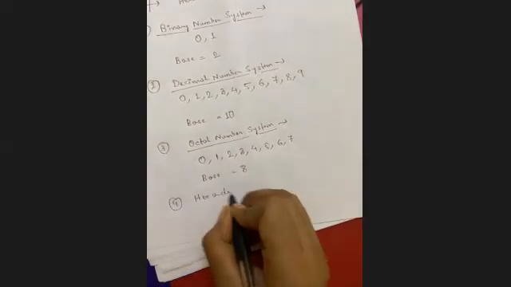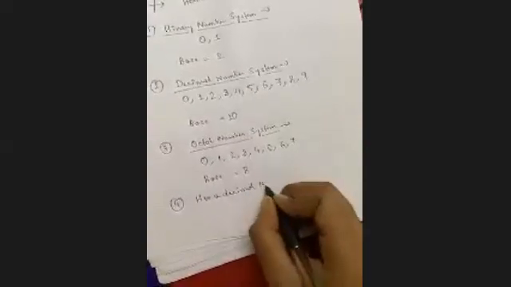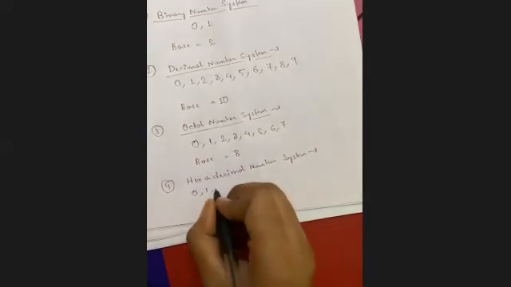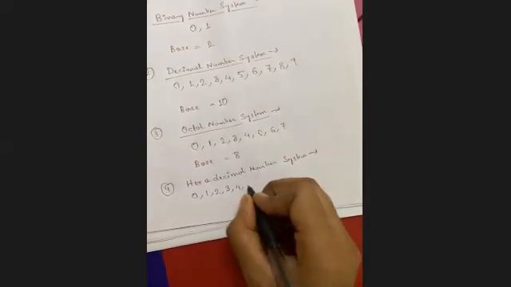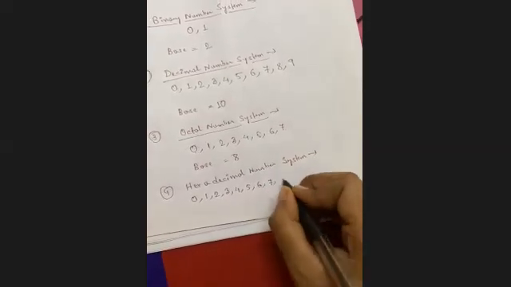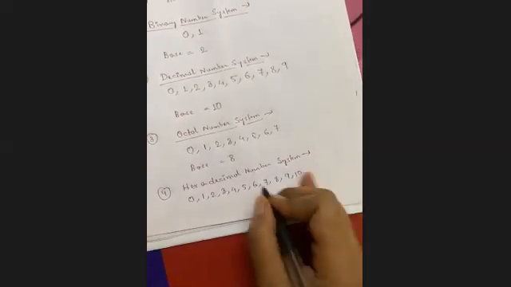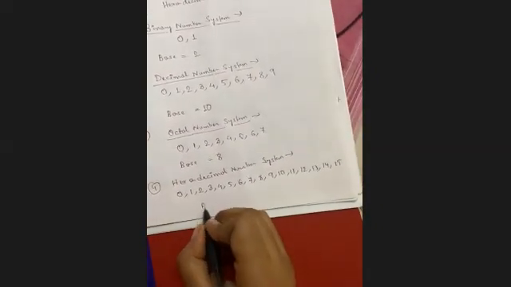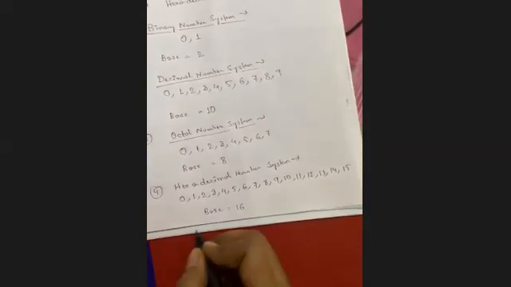And the last one is your hexadecimal number system. In case of hexadecimal number system, it consists of 0, 1, 2, 3, 4, 5, 6, 7, 8, 9, 10, 11, 12, 13, 14, up to 15. So how many numbers are there? Total 16 numbers are there, starting from 0 to 15.